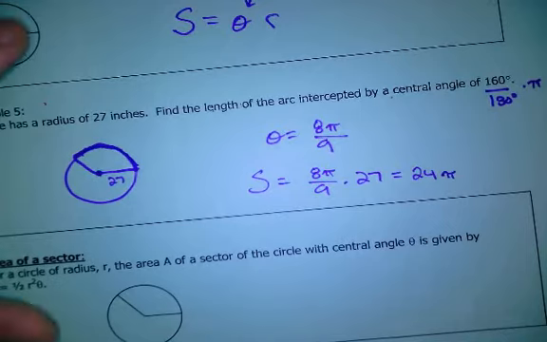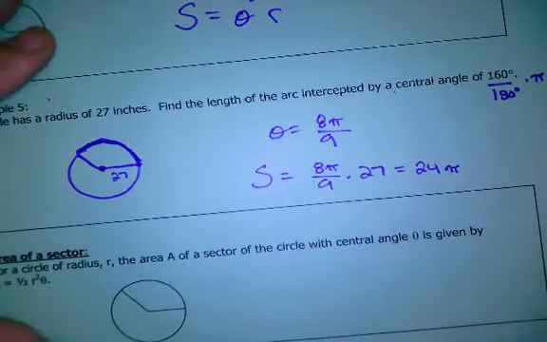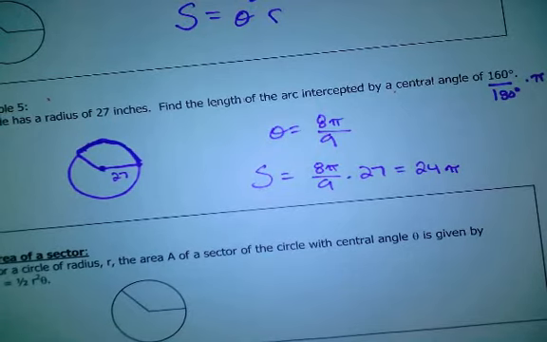Because 9, this 27 cancels out into that 9. We usually leave the answers in this. No, we're just going to leave everything in terms of pi.